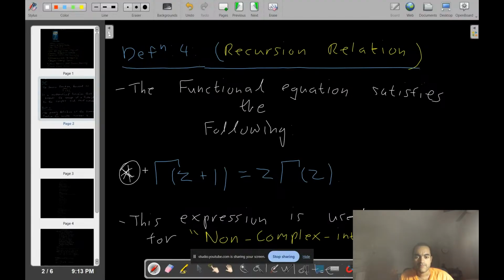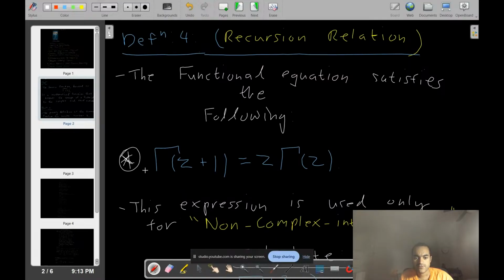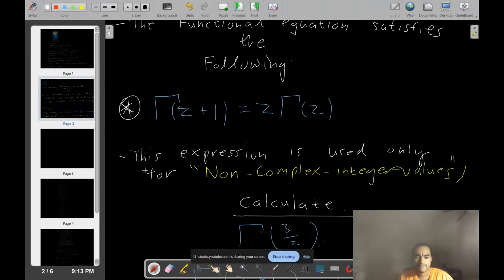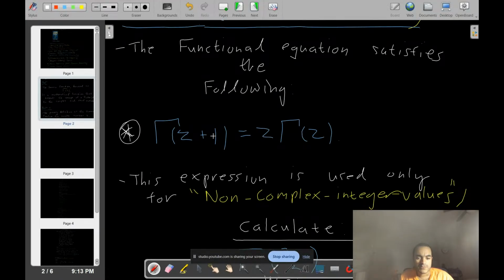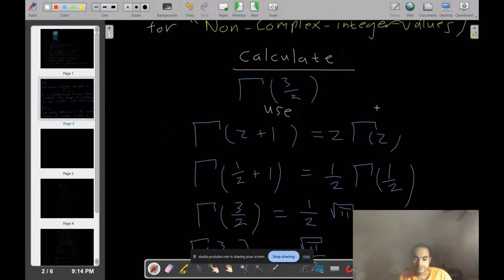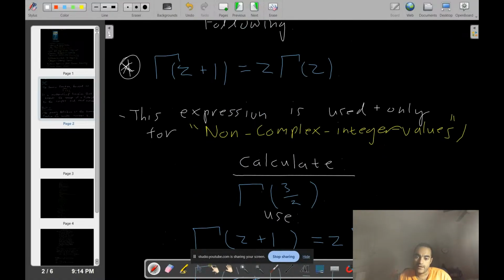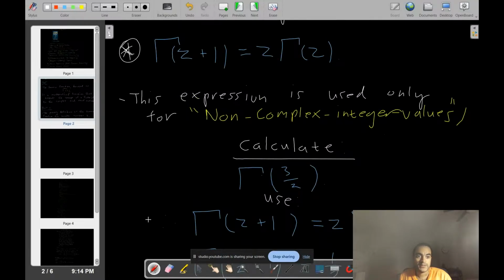All right, so back again. The functional equation satisfies the following: gamma of z plus 1 is z gamma of z. This expression is used only for non-complex integer values, as I mentioned. That means only for rational values, positive and negative. So if we wanted to calculate gamma of 3/2, the way we do that is to use the formula gamma of z plus 1 equals z gamma of z.